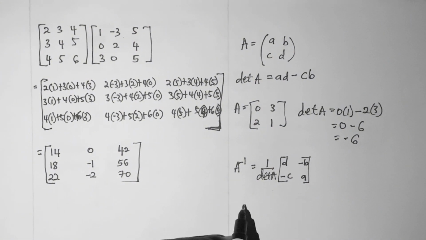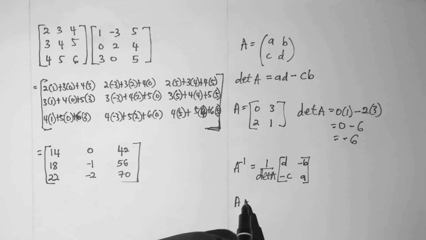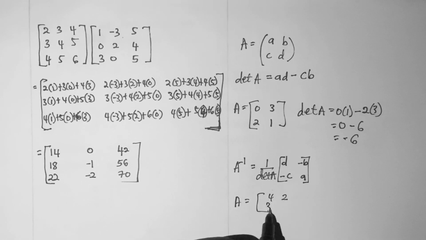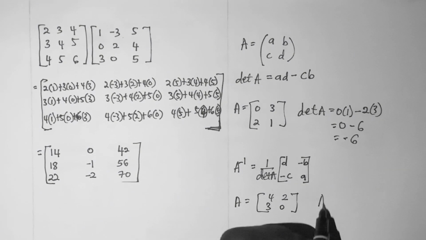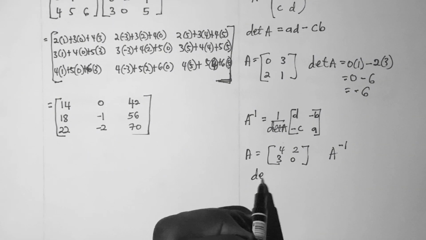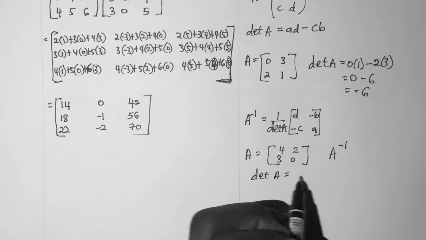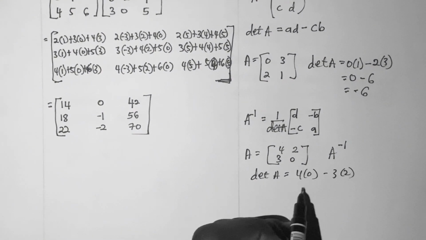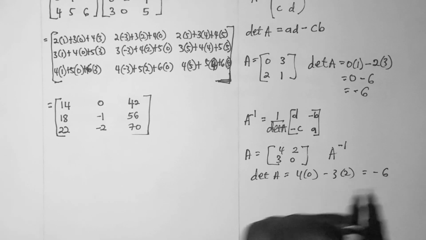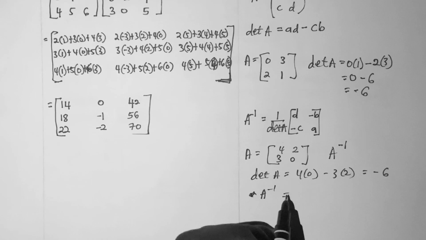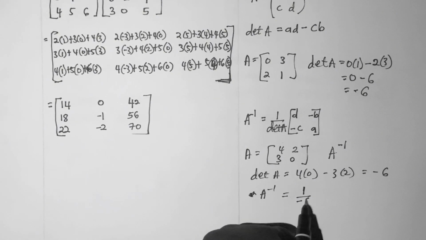So let's take an example. Assuming A is equal to 4, 2, 3, 0. What is A inverse? You can find A inverse by first finding the determinant of A, which is equal to 4 times 0 minus 3 times 2. And that will give us minus 6.